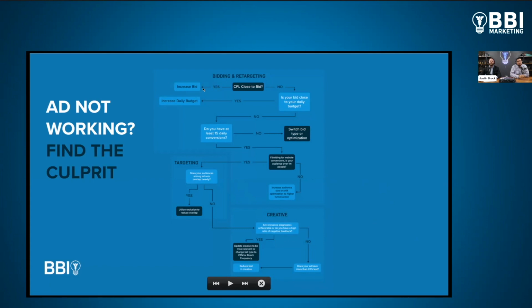So if I'm bidding, I'm going to enter here: is my CPL, right here on this black at the top, my cost per lead, close to my bid price? If my cost per lead is close to my bid price, then I need to increase my bid, unless I'm not willing to do that. But typically your bid price is just too low. If my cost per lead is not close to it, if it's much lower, then you ask, is your bid close to your daily budget? Are you putting your bid somewhere where you're capping out your daily budget too quickly?